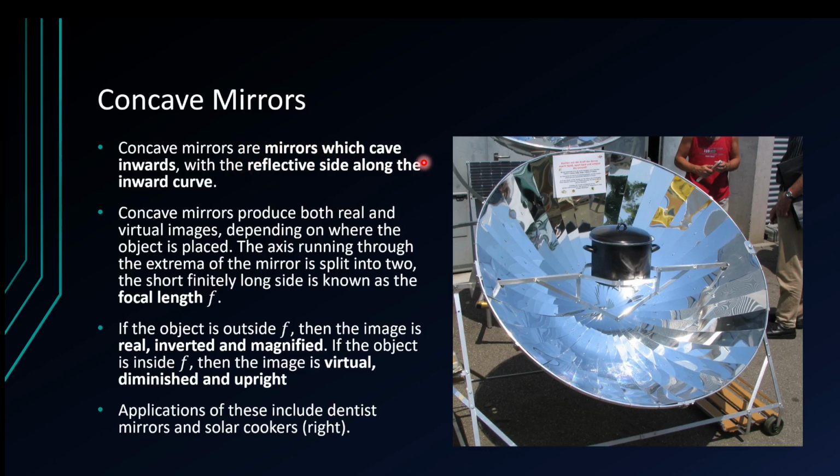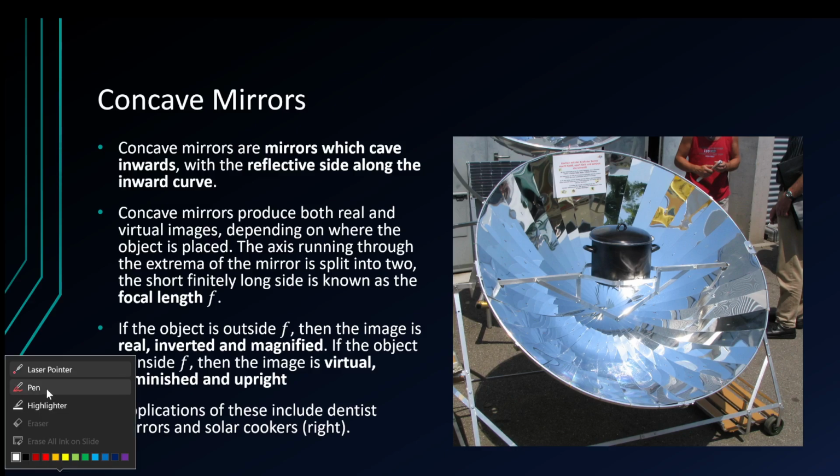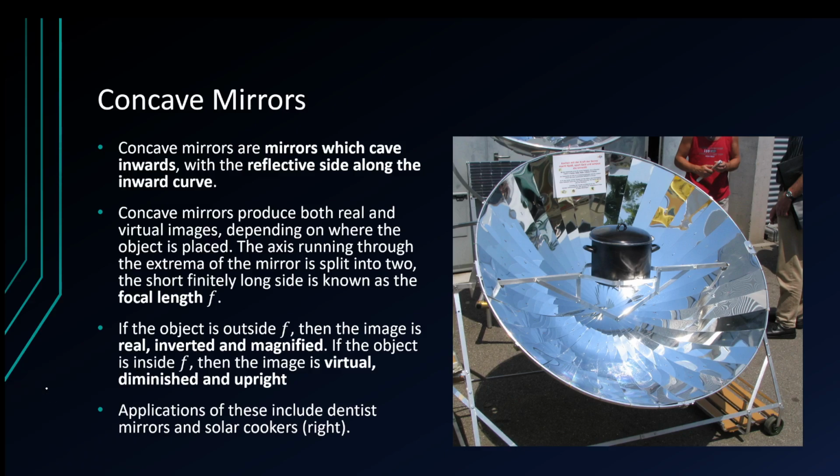So concave mirrors are mirrors which cave inwards. So you think cave, it sort of bends inwards. Now this statement here, reflective side along the inward curve. When we're talking about a mirror, there are two parts of a mirror. If I just draw it up here, you have the inward curve, which is where it curves inwards, and the outward curve is this back bit here.